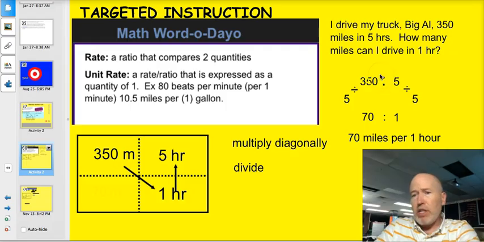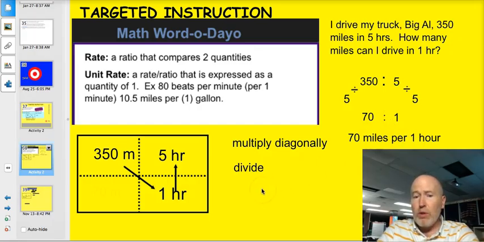In one of my other videos, I talked about my truck, Big Al. Big Al can go 350 miles in 5 hours. How many miles can I drive in 1 hour? So I've showed kids this method too. We have 350 to 5. That's a ratio of miles to hours. If I divide both sides by 5, I can get that unit rate down to 1, which is 1 hour. 350 divided by 5 is 70 to 1, 70 miles per hour.